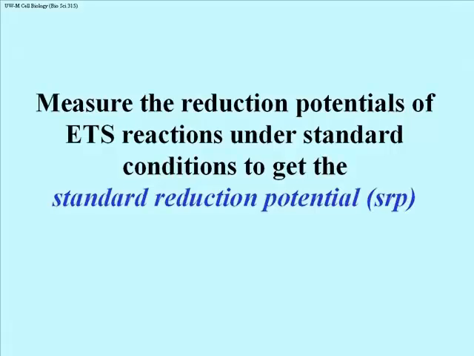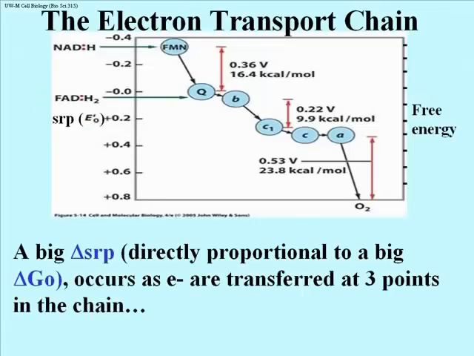And this has been done for many of the reactions, if not all of them, in the electron transport system. And the graph in this slide plots the free energy and standard reduction potential of the electron system components, highlighting the fact that free energy and the standard reduction potential, or SRP, are directly proportional.